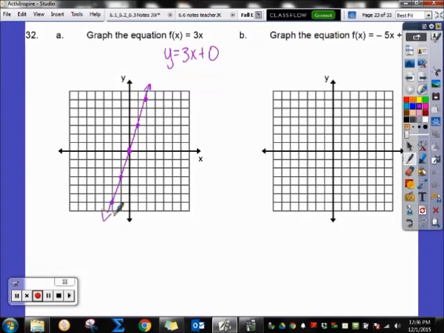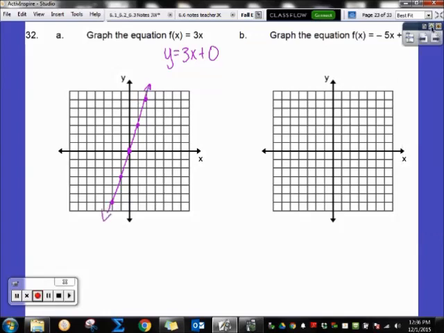Then for the next one, our y-intercept is 2, and our slope is -5. So we go down 5, right 1. And here's our line.